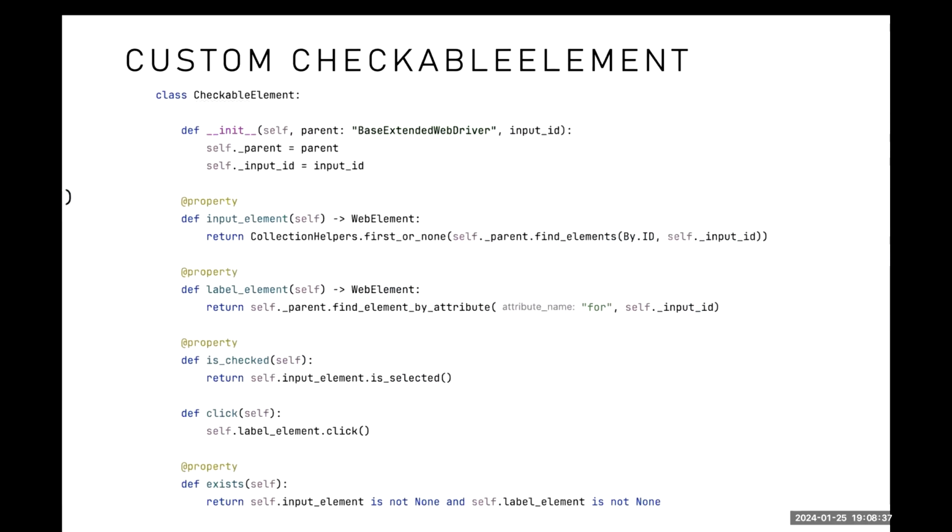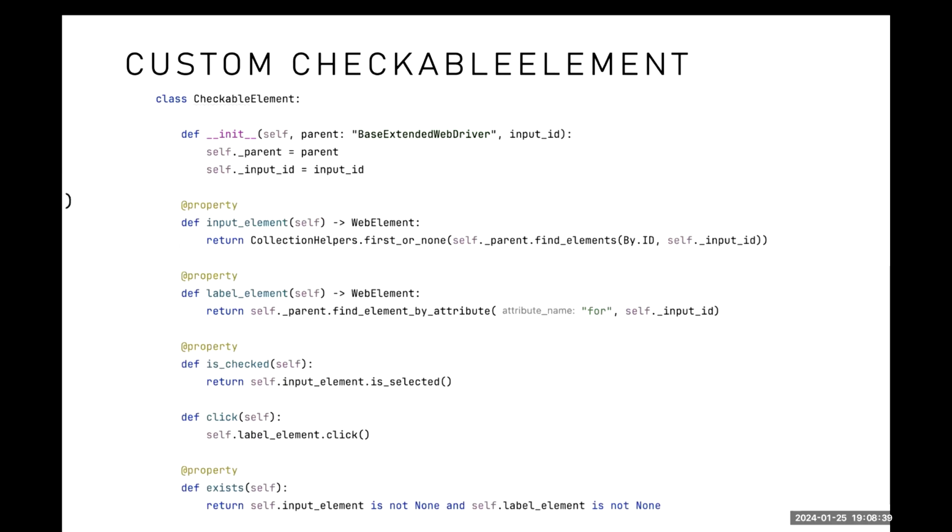This is that custom check element. So as you can see here, you get an ID and the WebDriver. And then all it's going to do is specify those two elements, your input element and your label element, and that's going to interact with it to say if it's checked or if you need to click it. And that's how you basically set that property.